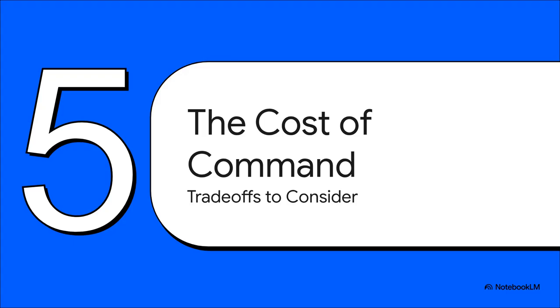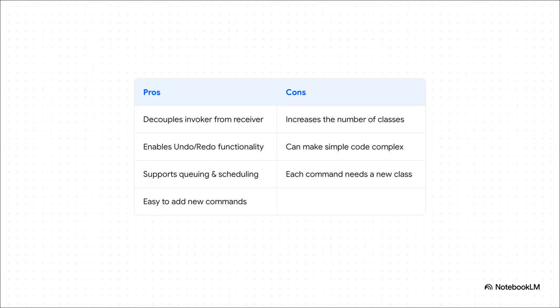Now look, it's not all magic. Like any really powerful tool, this pattern isn't free. It comes with some trade-offs, and we need to be aware of them before we start using it for everything. So on the plus side, you get this incredible flexibility and a really beautiful separation of your code's concerns. But the downside is that you are adding another layer of abstraction. For every single action in your app, you might need to create a whole new class. For a really simple, tiny task, that can definitely feel like overkill.